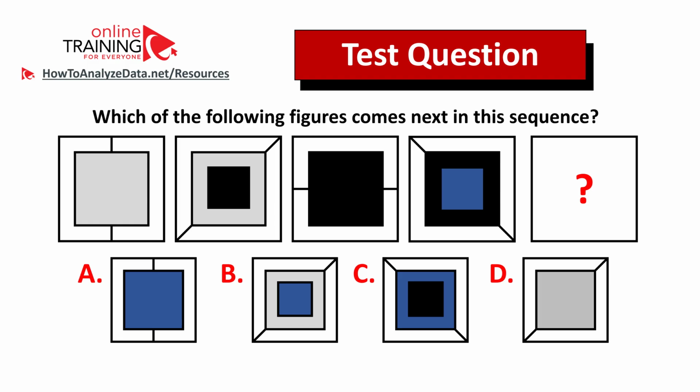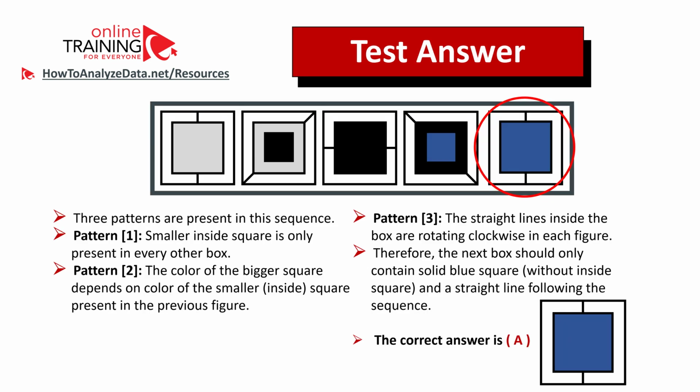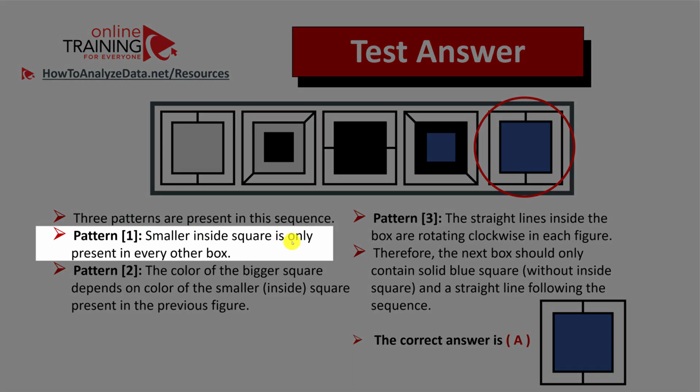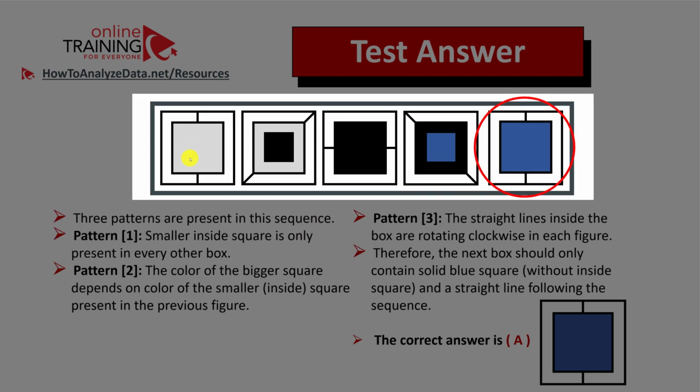Did you figure out the answer? Let's continue to see how we can solve this challenge and get to the correct solution together. As you're probably well aware, there is always a solution to any challenge. And to figure out the solution for this particular problem, you need to look for patterns. There are 3 patterns present here in this particular question. Pattern number 1 is that smaller inside square is only present in every other box. So if you look at the squares 1, 3, and 5, they do not have the smaller inside box, and squares 2 and 4 do have it.